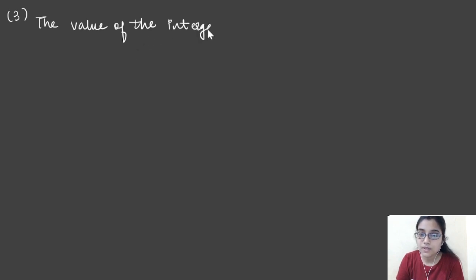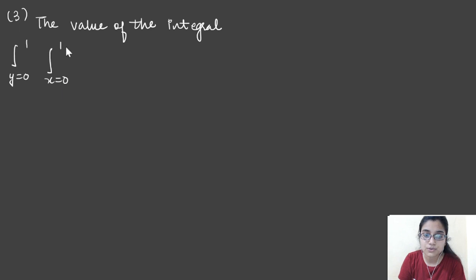So the value of the integral, and what is that integral? It is from y equal to 0 to 1, and x is from 0 to 1 minus y square. This is your y. Then you have sine pi times (1 minus x square) dx dy.